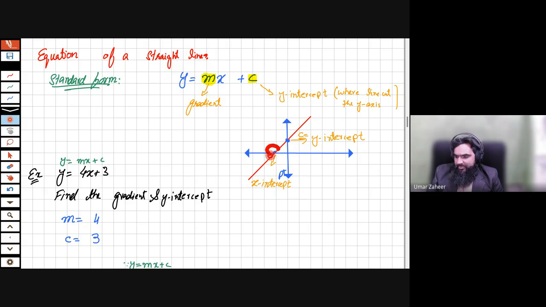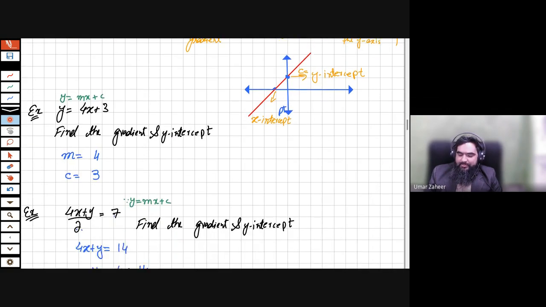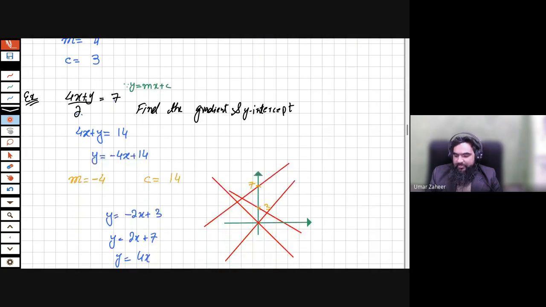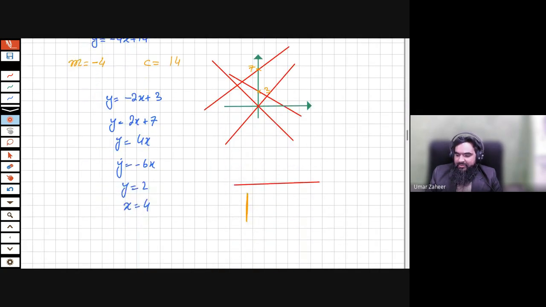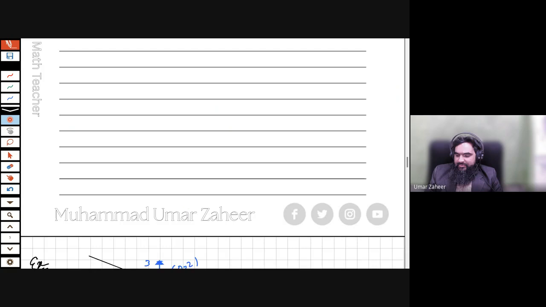And this is the point where the line cuts the x-axis. This is known as the x-intercept. However, in the standard form, the constant value represents the y-intercept value. Then we have done some examples. We wrote the equation in the standard form and found the gradient and y-intercept from there. And then we discussed the different types of equation.